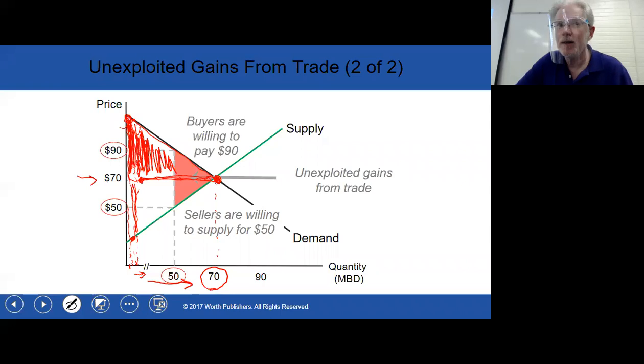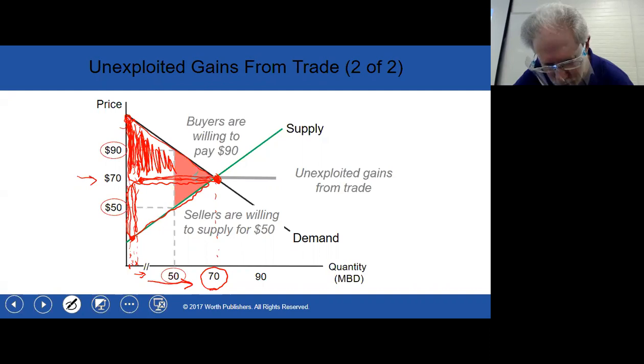$70. And the price they actually receive is $70. So on that very last unit, there's no producer surplus, just like on the last unit, there's no consumer surplus. But on every unit prior to that, the producers are getting some surplus and the consumers are getting some surplus. The producer surplus would be this big triangle. Consumer surplus would be this big triangle.